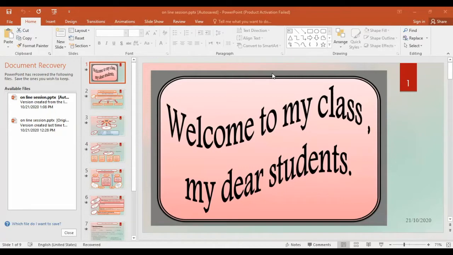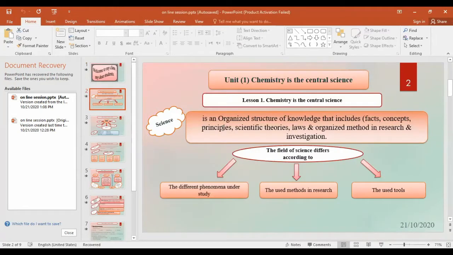Now let's make a quick revision of our first lesson, and then we will try to answer some questions on it, okay? Now let's start. In our first lesson, we talked about chemistry, and we said that chemistry is the central science. Before that, we said that science is an organized structure of knowledge, which includes facts, concepts, principles, scientific theories, laws, and organized methods in research and investigation.